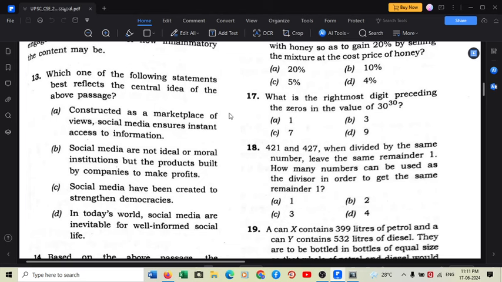Okay, so let us look at statement C. Social media have been created to strengthen democracies. No, this is exactly in contradiction to what is being talked about in the passage. The passage is talking about degrading of democracy through social media, because people who are able to pump more money, they're able to get more voice on the internet. So definitely this does not strengthen democracy. So statement C is absolutely ruled out. Statements A and B are weaker.